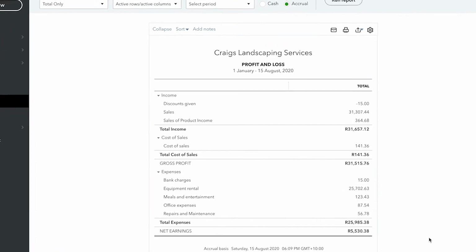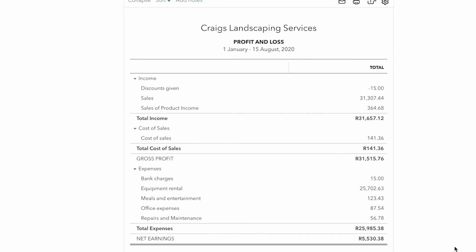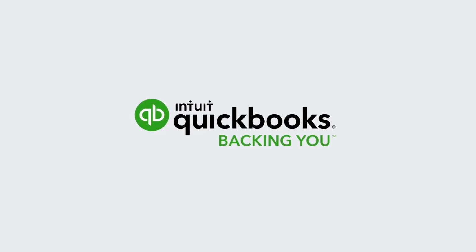Use the profit and loss statement to measure the basic profitability of your business. Now get started.